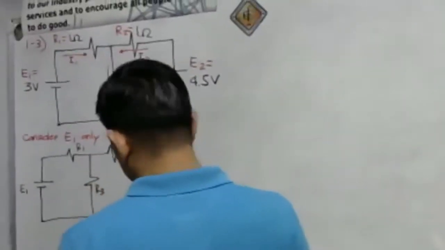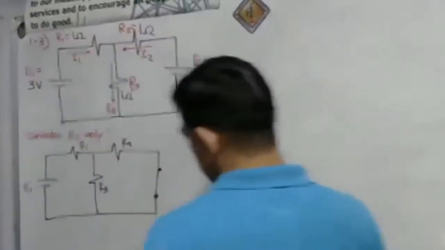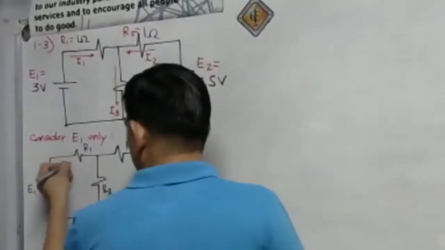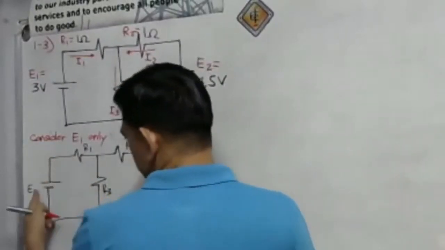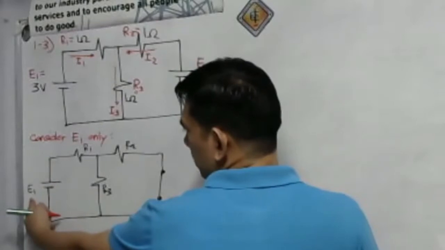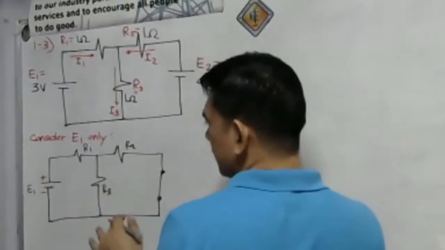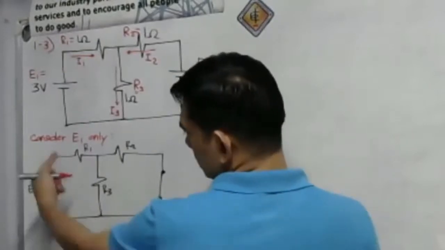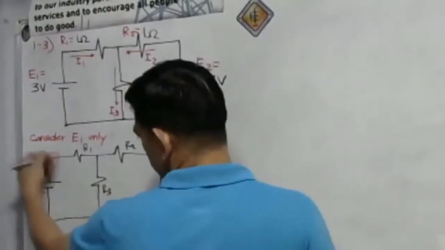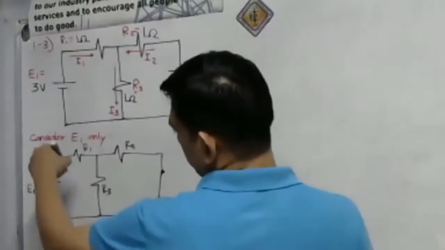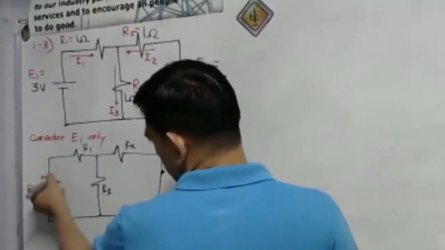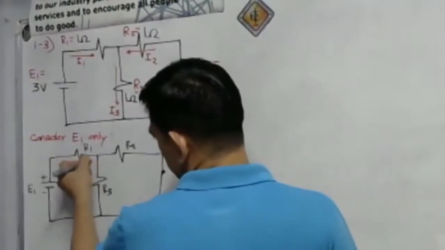R sub 3 here. Then we will assume an individual currents since this is our E sub 1, and the conventional flow of current externally is from positive to negative. So I will assume a clockwise direction for the conventional flow of current. So we will have this current.